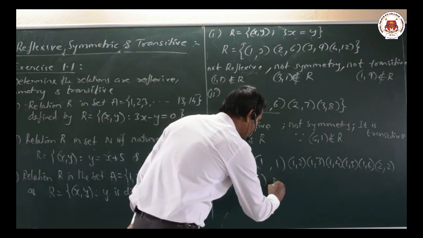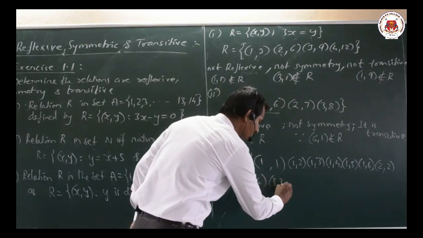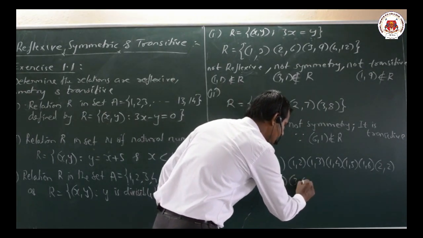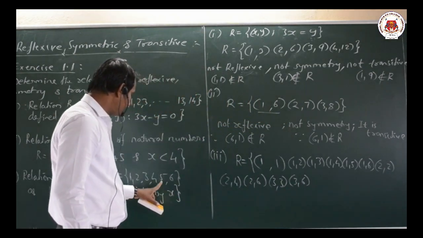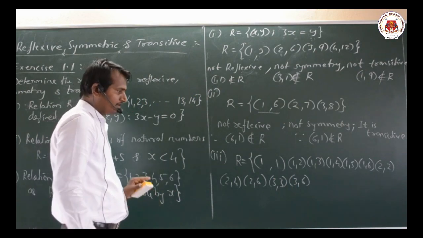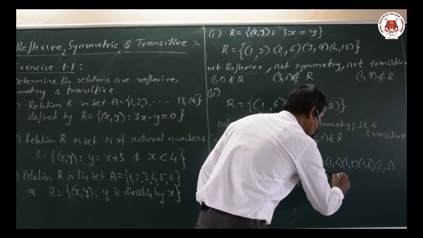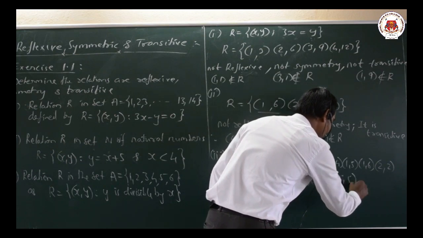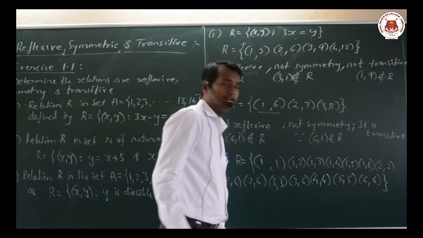Similarly, if I take x equal to 3, I can write here 3 comma 3. And what elements can I take? 3 comma 6, because 6 is divisible by 3. We can't write here 5 is divisible by 3 or 4 is divisible by 3. We can't write in that manner. Next, at last 4 comma 4, then we can't write anything, then 5 comma 5, and at last 6 comma 6. These are all the elements.